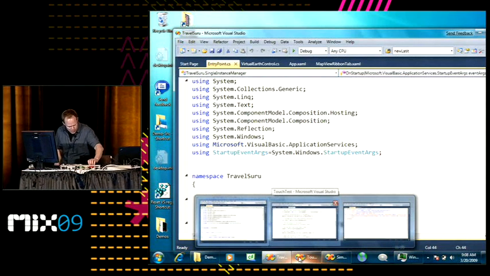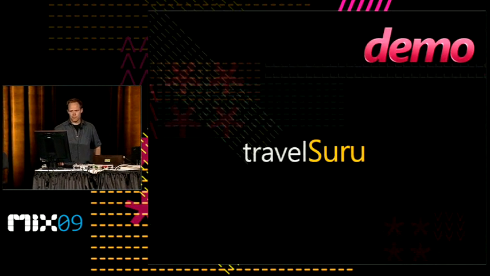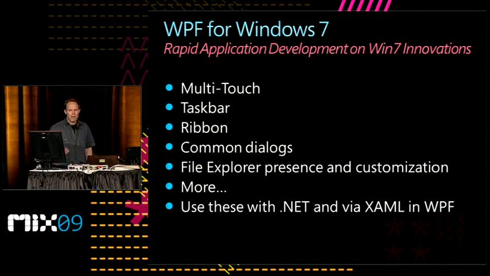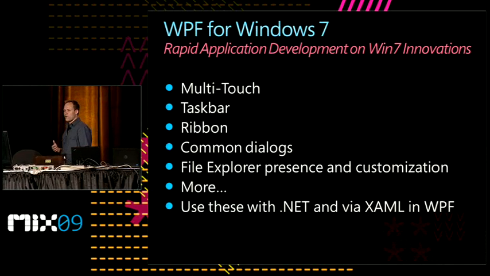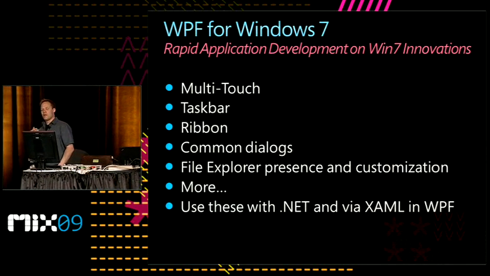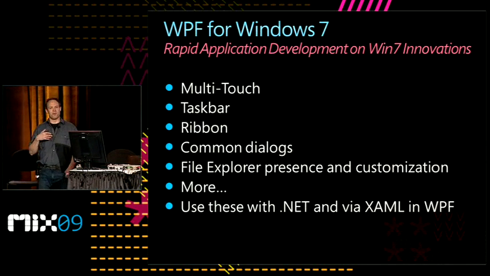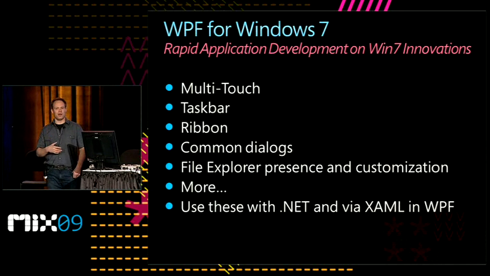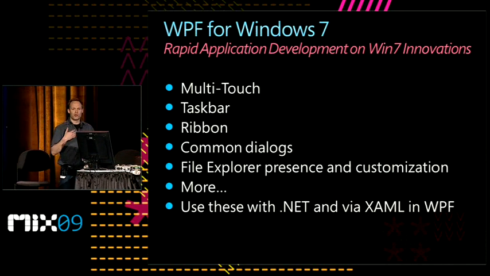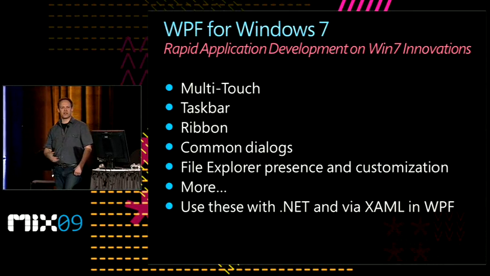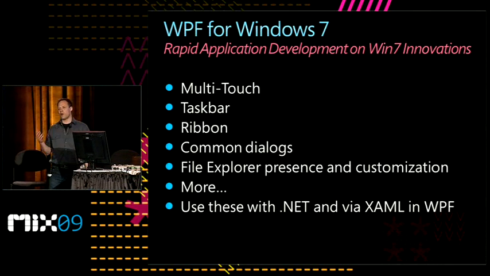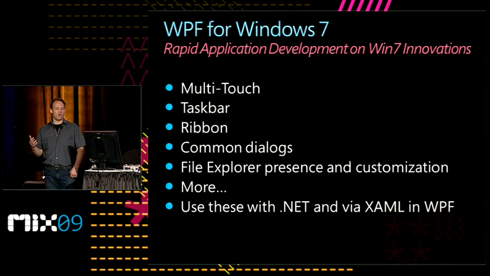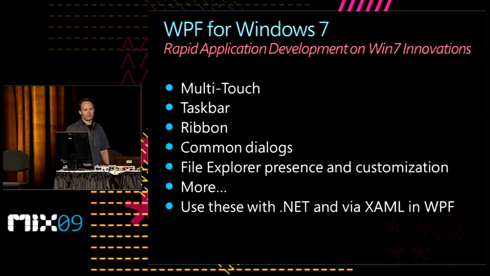Switching back. And WPF for Win 7. So we have a lot of things we're doing with WPF for Win 7. We wanted to make sure that WPF was the best way to take advantage of Windows 7 innovations, including multi-touch, the taskbar, ribbon, common dialogs, and a bunch of other stuff, the sensor stuff, which I'll talk about in a minute. And you can use all these things with .NET and XAML without having to do a bunch of P/Invokes and gnarly other interop code.